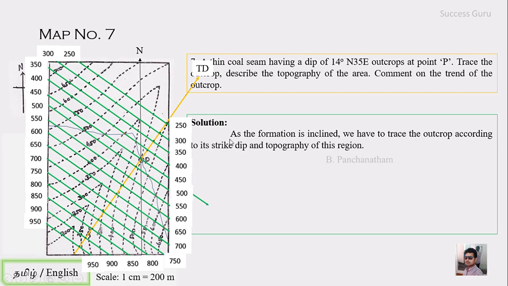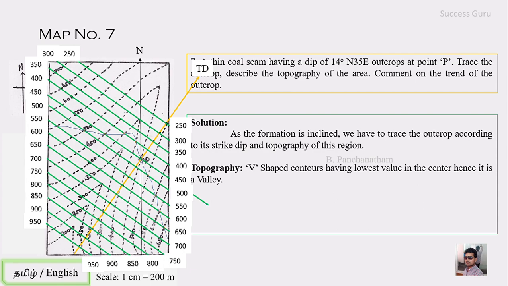So this is how we have to plot the outcrop in this map. We have the same value of strike and contour meeting here, so there will be an outcrop. We have pointed all the points and just traced with the free hand, and this will be your outcrop for this map. Is that clear? And they asked for the topography, right?